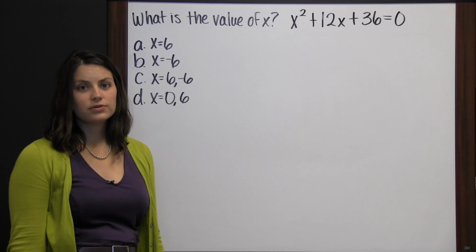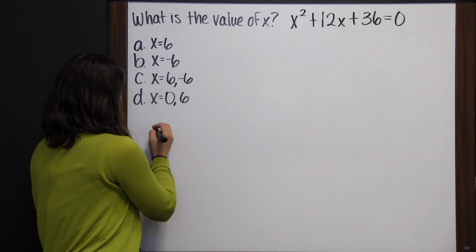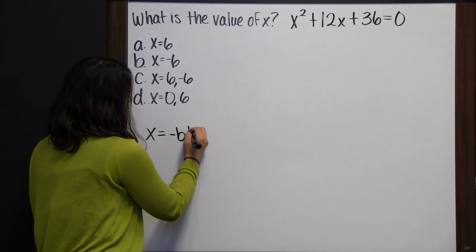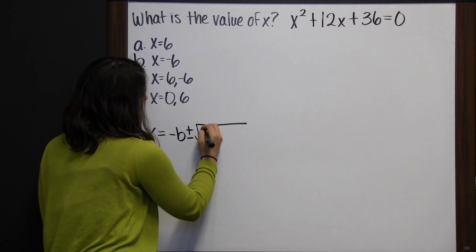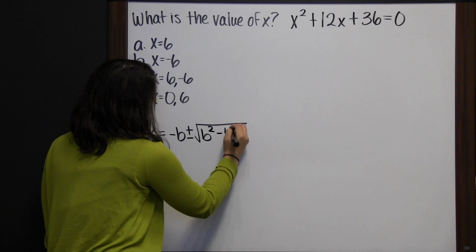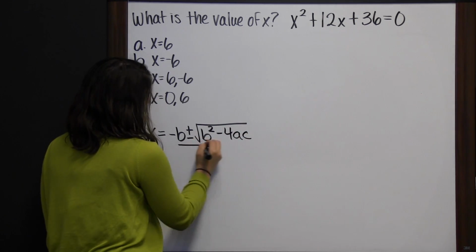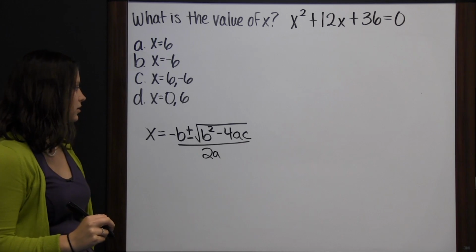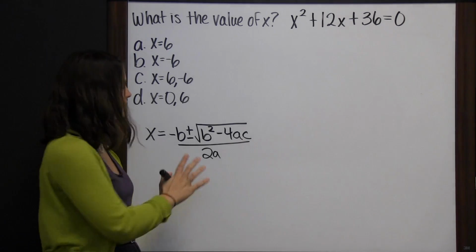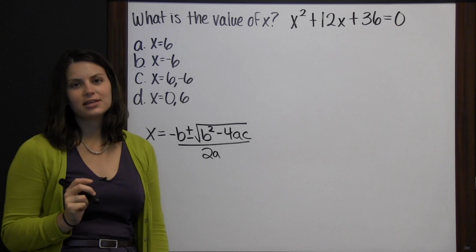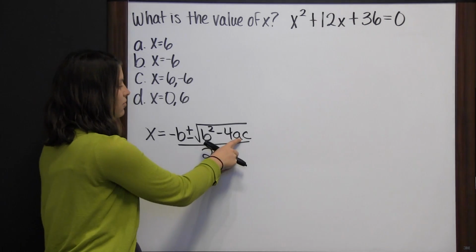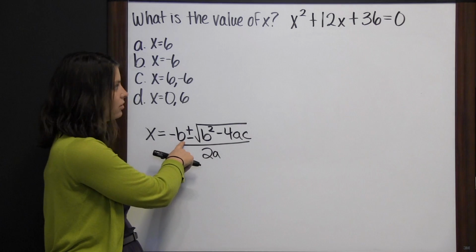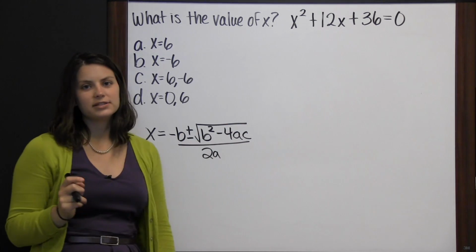One way would be to use the quadratic equation, which is x equals the opposite of b plus or minus the square root of b squared minus 4 times a times c, all divided by 2a. And the a, b, and c are just the coefficients: a is the coefficient of your x squared term, b is the coefficient of your x term, and c is your constant.